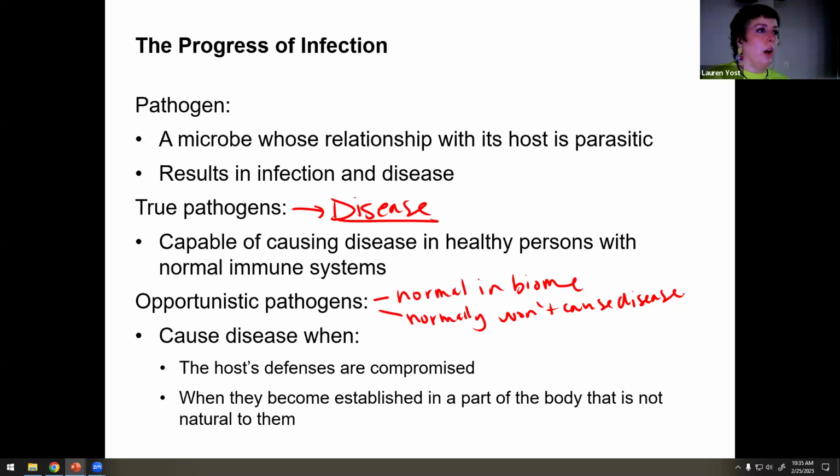But just like we talked about with E. coli belongs in your colon, right? It gets introduced into your urethra, into your urinary tract. It's going to take that opportunity to become a pathogen by creating an infection and disease in your urinary tract, right?